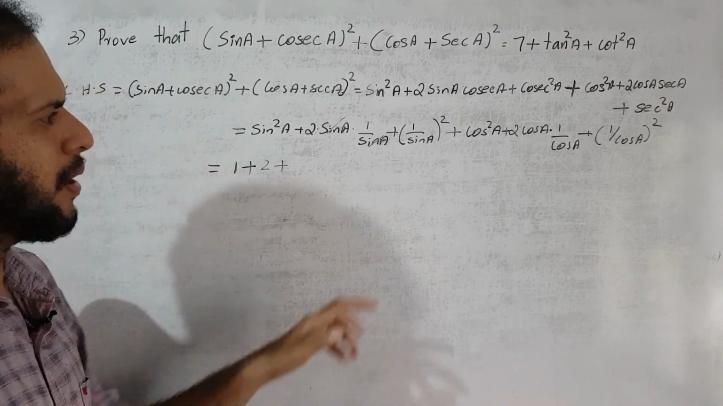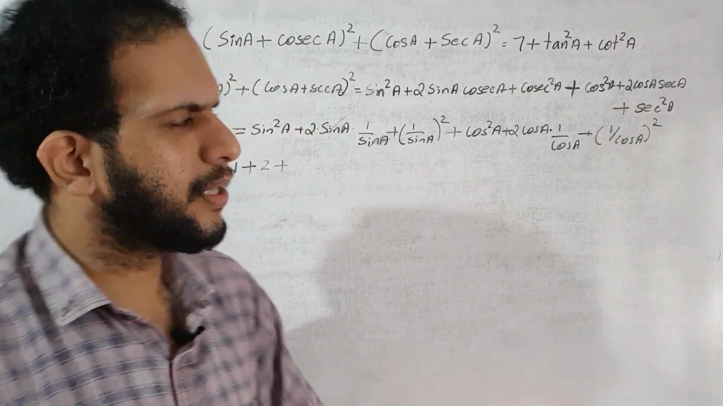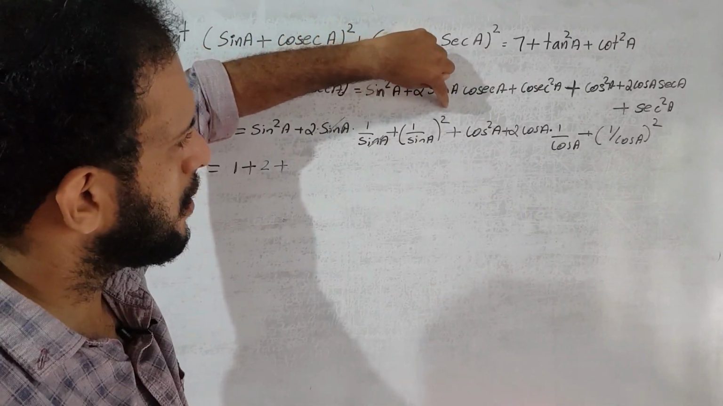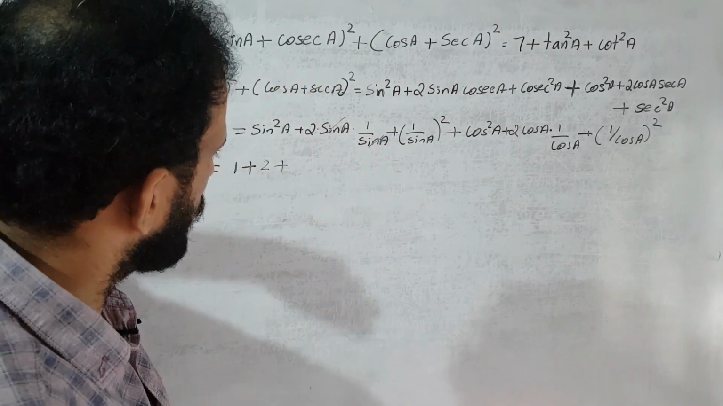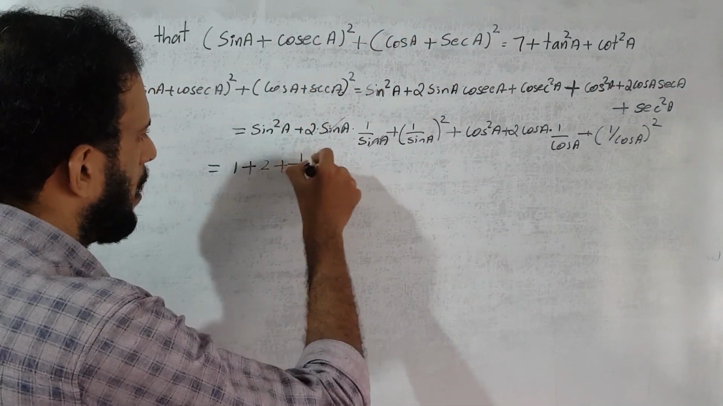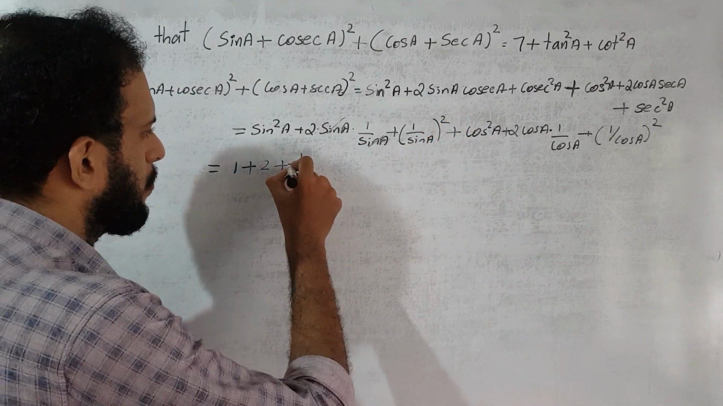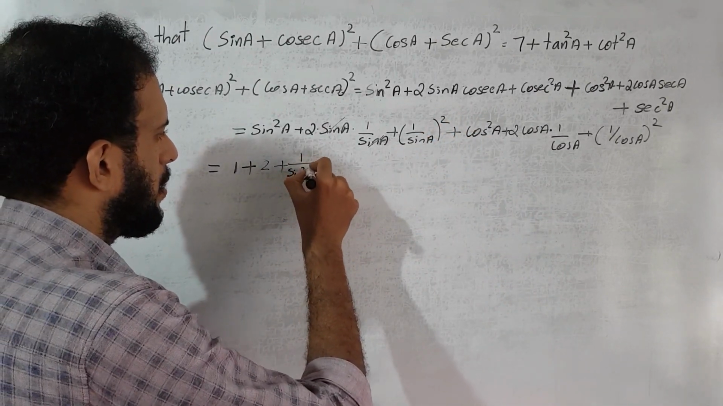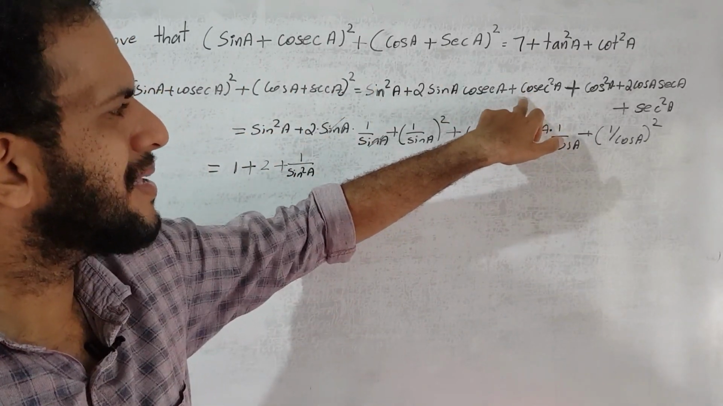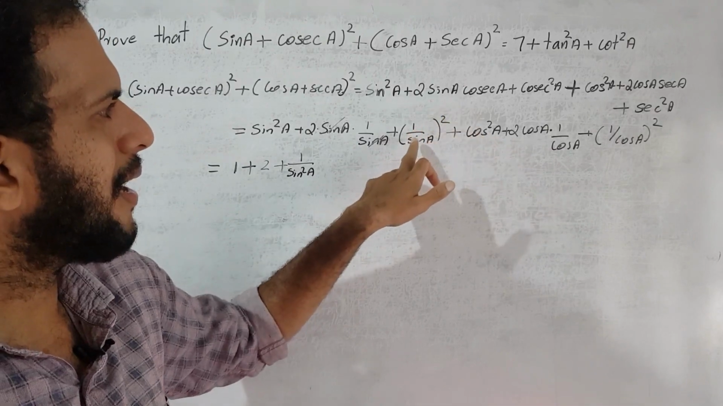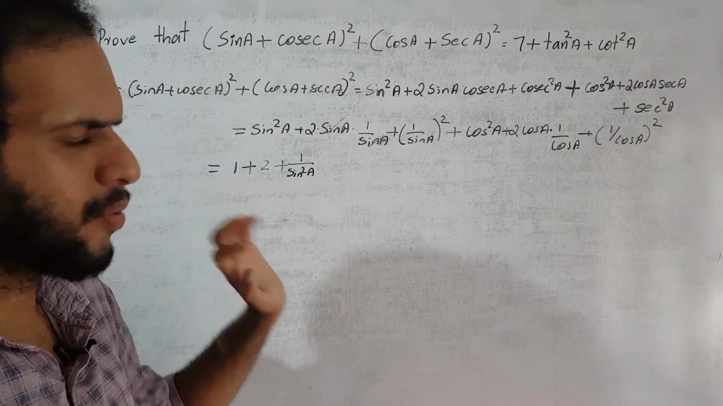Plus, then this one, 1 by sin A whole square. How do we find the square of this? This is in the form of 1 square by sin A whole square. What is 1 square? That is 1, correct? 1 by, what is sin A whole square? Sin A whole square is sin square A. Don't forget that 1 by sin A whole square, we do not write like this. Directly we write 1 by sin square A.